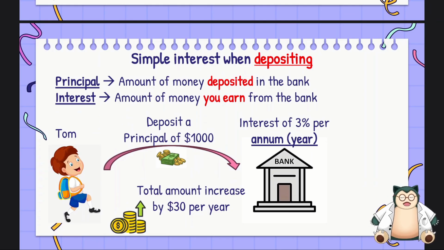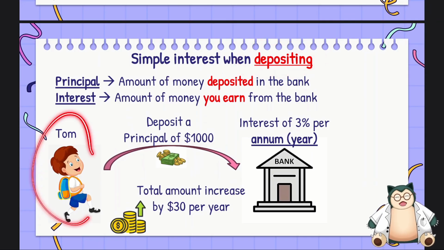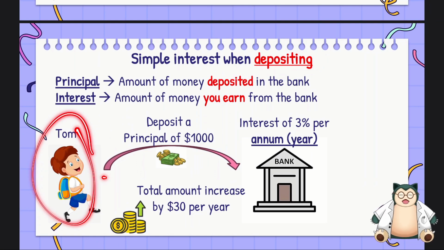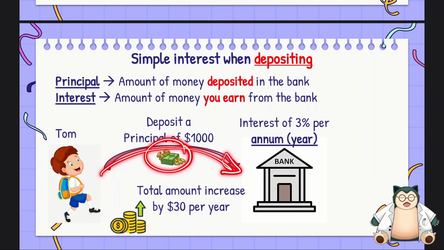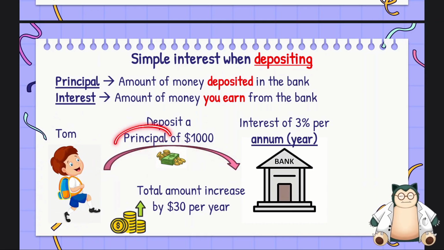Now, simple interest. This is quite complex, so we first have to understand it in the context of depositing money in the bank. Let's say you're Tom, and you have $1,000 saved up from your Chinese New Year or Hari Raya visiting, and you want to put it in the bank for safekeeping. The initial amount of money put in the bank is what we call the principal, and in this case it's $1,000.